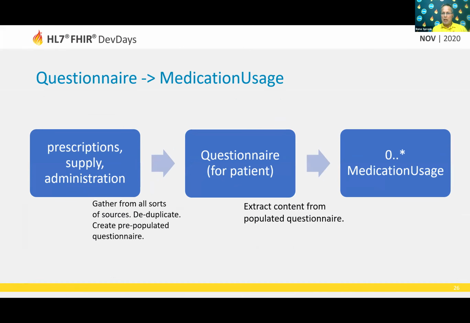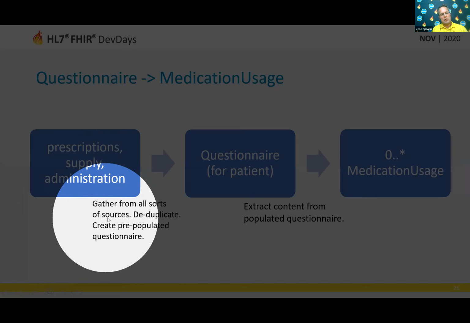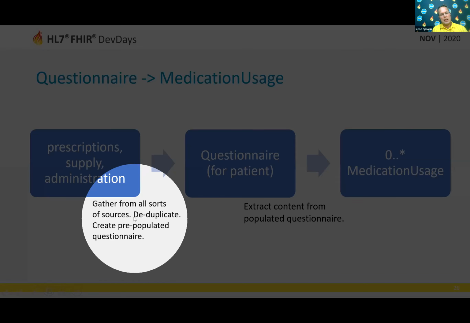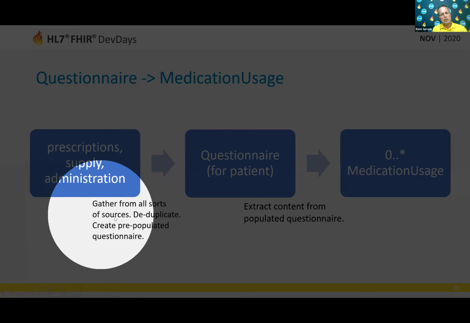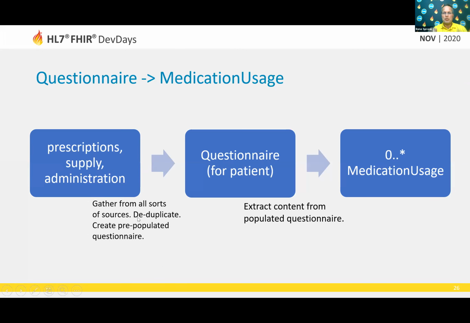Because what people do, and I've seen a couple of implementations and productions of this process, is they gather all the information from all sorts of resources related to what medications the patient is taking. Then they have a deduplication process to try and remove the duplicates as far as possible. And then they use that to populate a questionnaire. Now, if you're not aware of that, Questionnaire is also a FHIR resource.